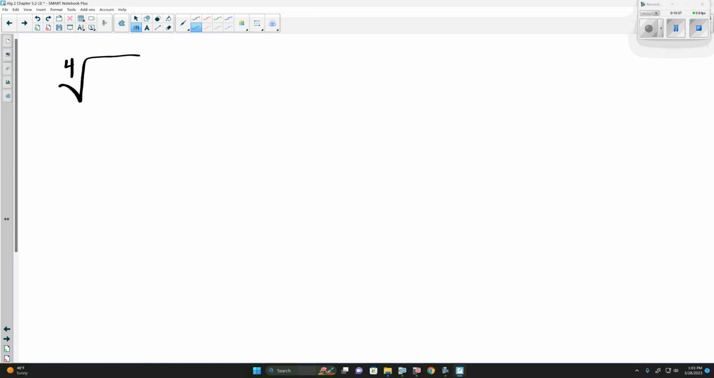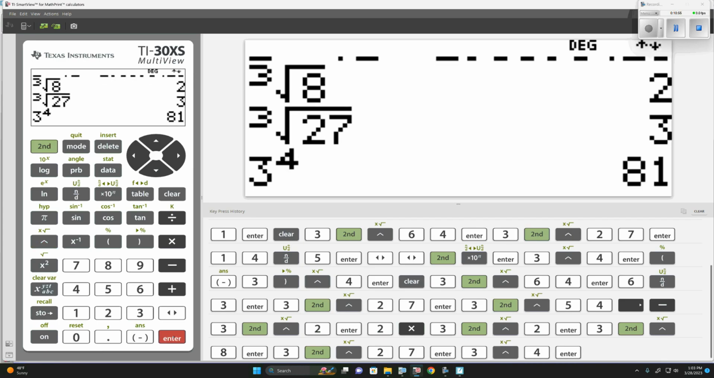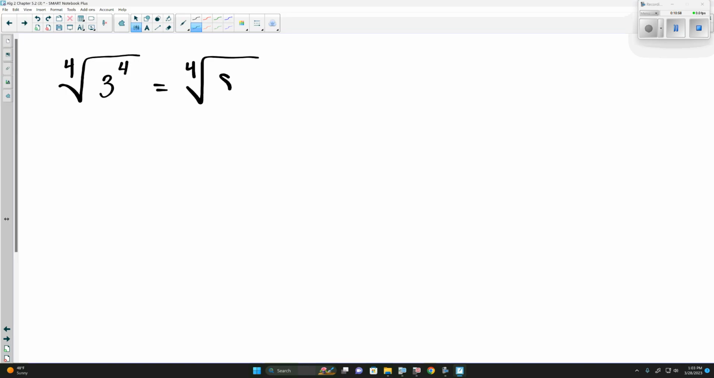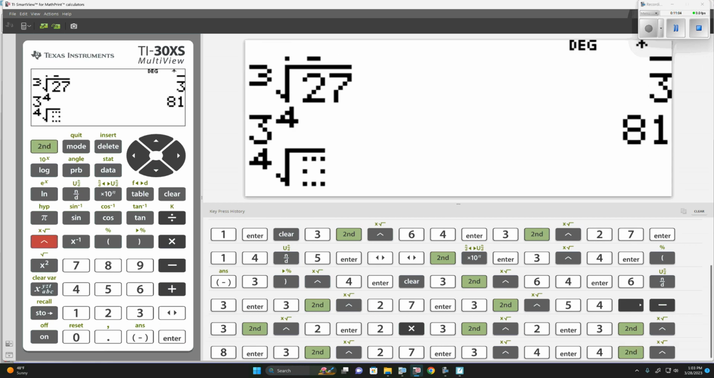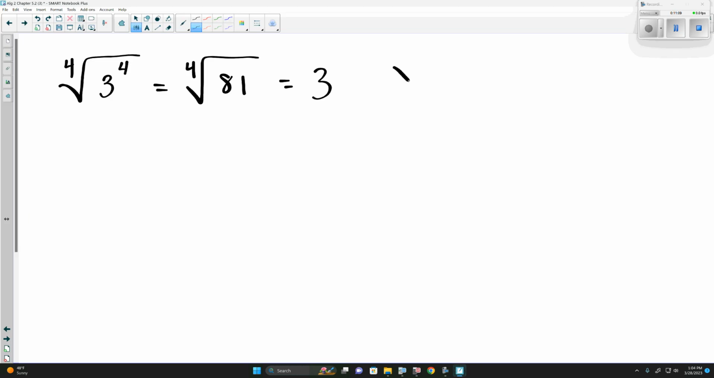So if we take the fourth root of 3 to the fourth power. Now we're very used to just canceling this out and saying that the fourth root and fourth power will simplify. If we actually do this, 3 to the fourth is 81, and if we take the fourth root of it, the fourth root of 81 is 3. So if we said x was 3, and we applied that to our fourth root of x to the fourth, we get 3. Okay?